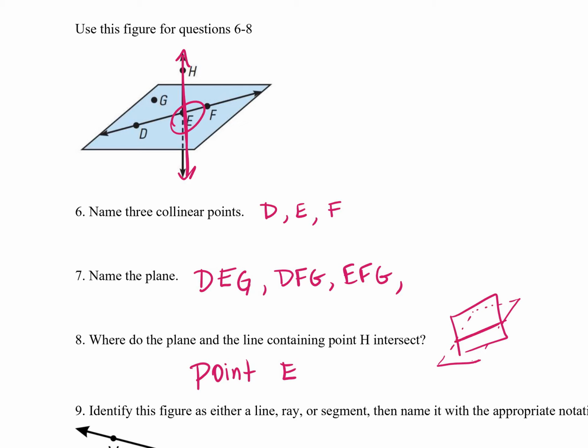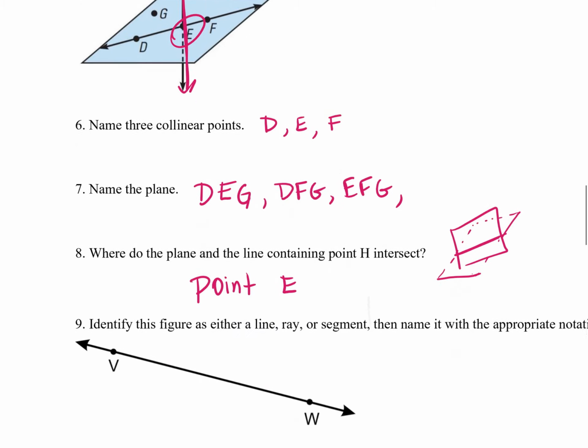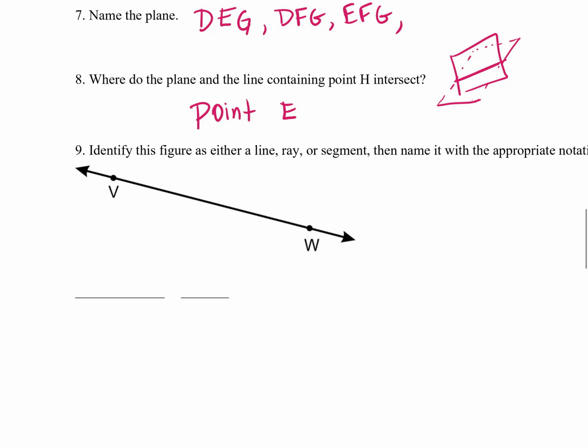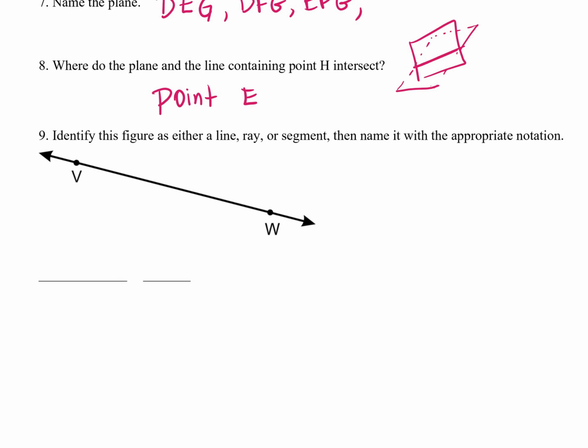Okay, 2 planes intersect at a line, a segment, or a ray. All right. What is this figure? It is a line, so we're going to answer line. How do we name a line? BW with a line indicator on top.